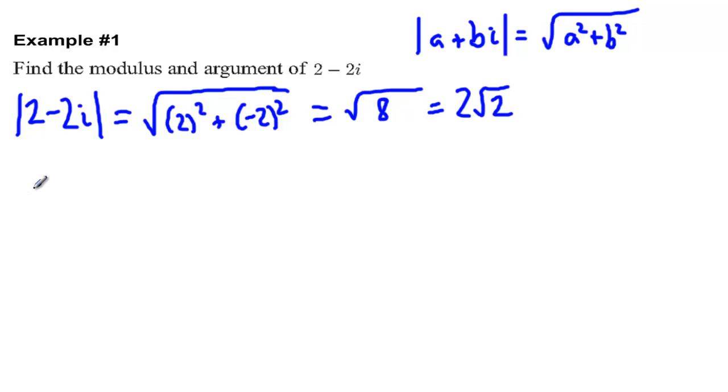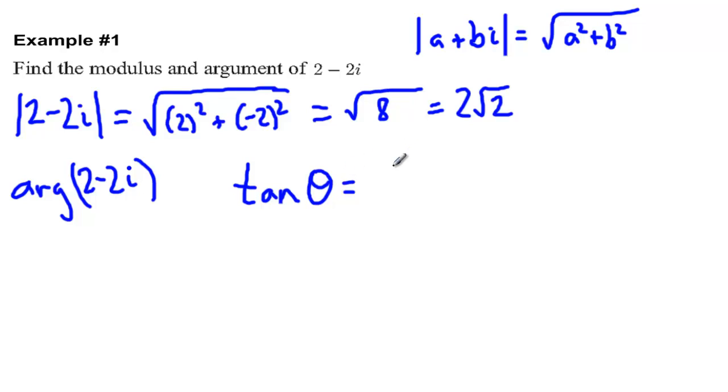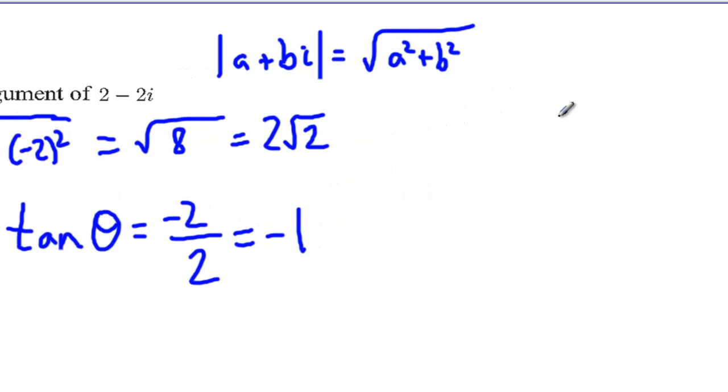Now to find the argument of this value, so the argument of 2 minus 2i, we're looking for that angle theta that it makes with the real number axis. So just to recap, tangent of theta is your b over your a, which in this case would be negative 2 over 2, which is negative 1. Now just remember, 2 minus 2i is in this quadrant. So by CAST rule, tangent should be negative, and we're in the 4th quadrant.